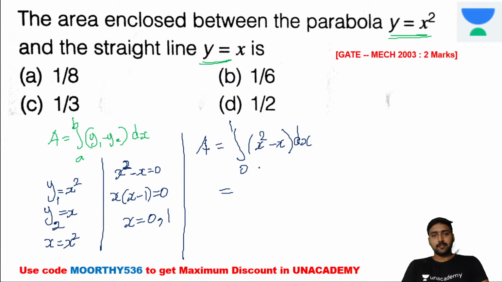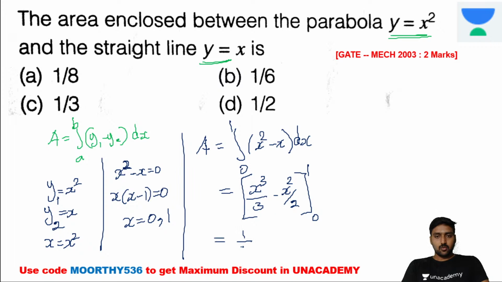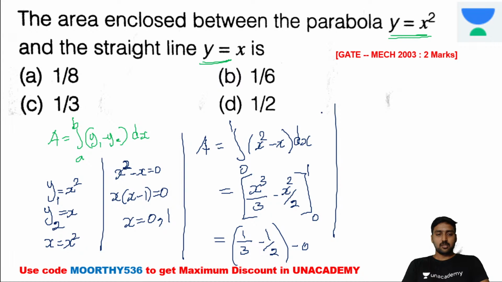Yes, integrating x squared gives x cube divided by 3, minus x squared divided by 2 for the integral of x. Now substitute the limits 0 to 1. By substituting the values, 1 divided by 3 minus 1 divided by 2, upper limit minus lower limit, minus 0. Since x is 0 at the lower limit, we are putting it as 0.